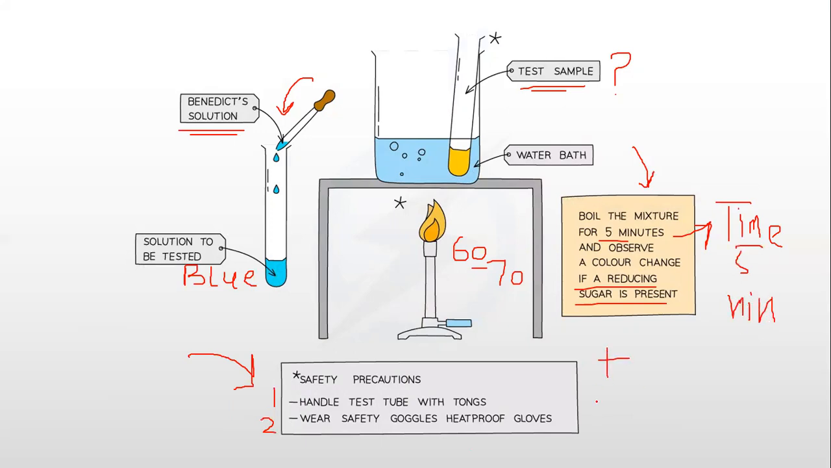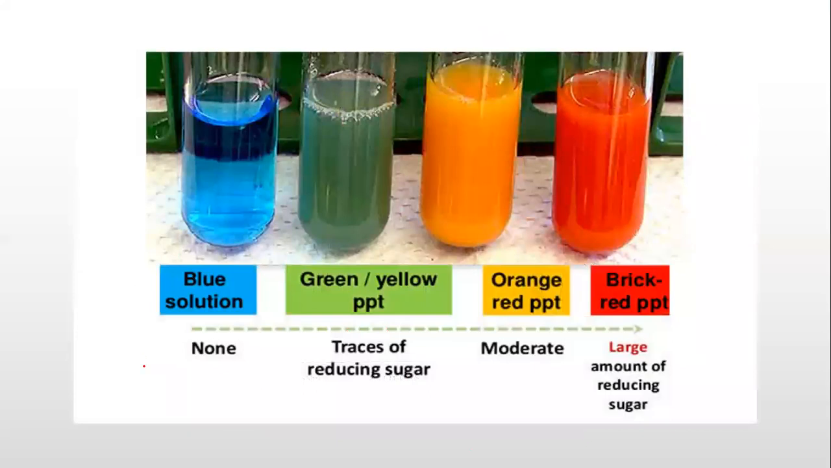A positive result would be if the solution turns red, and a negative test would be if the solution remains blue. A positive test tells you that yes, glucose is present; a negative test says that no, glucose is not present. Here, a blue solution means none; all it contains is the Benedict reagent itself. Green and yellow color indicate traces of reducing sugar, meaning the glucose would be present in a lower quantity. Moderate color if you get an orange precipitate: an orange precipitate lets you know that it contains a moderate amount of glucose.